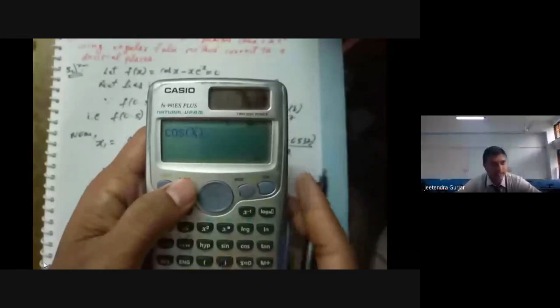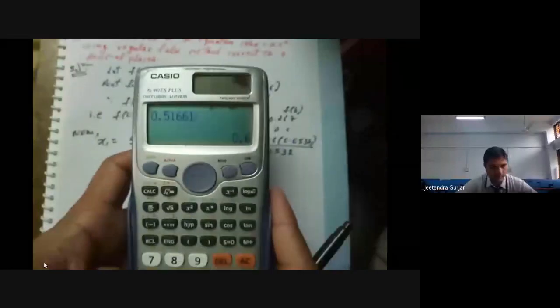Now let's substitute the values. Okay, you will find now. We'll type f of x, it is cos x minus x e raised to x. You have to find x now. I think everyone has typed this value. Then press calculate. So cos x minus x e raised to x. Calculate, what is the x value?